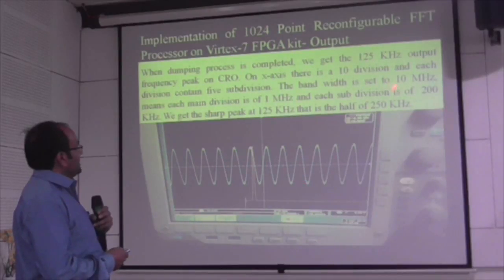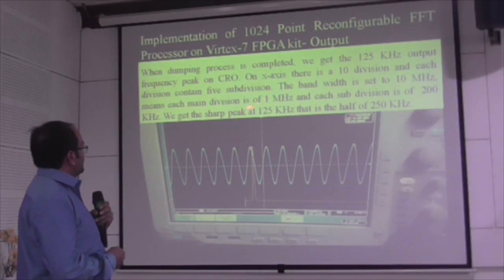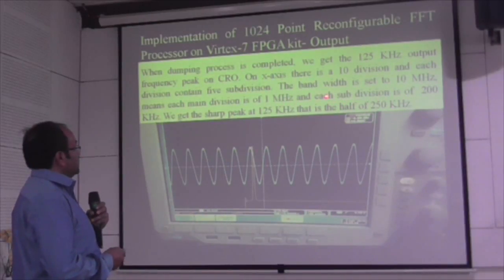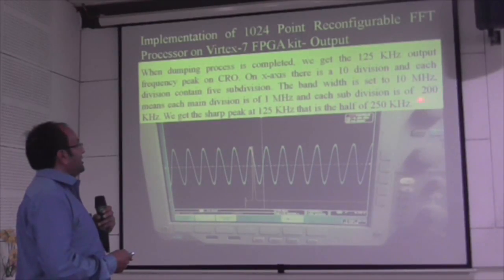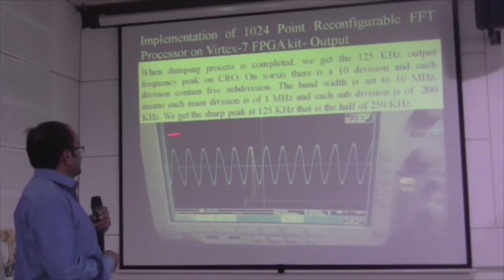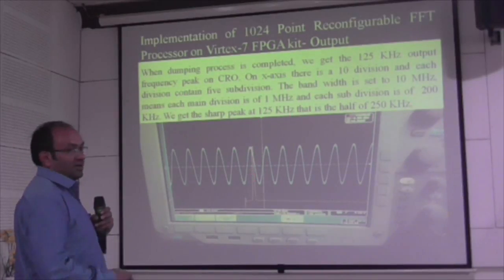On the x-axis there are 10 divisions, and each division contains 5 subdivisions. The bandwidth is 10 megahertz, so each division is 1 megahertz, divided into 5 parts. So each subdivision is 200 kilohertz, and about half of this is the 125 kilohertz that I have found.